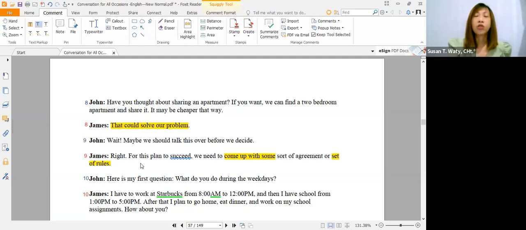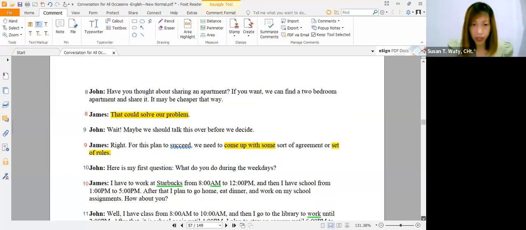Nah, so it's a passive sentence here, okay, guys. So it's not a success, okay? Success is a noun, okay? Since we use the to here, that's most likely going to be followed by the verb. For this plan to succeed, instead of success, succeed with the D, all right? Then let's move on to number 10.